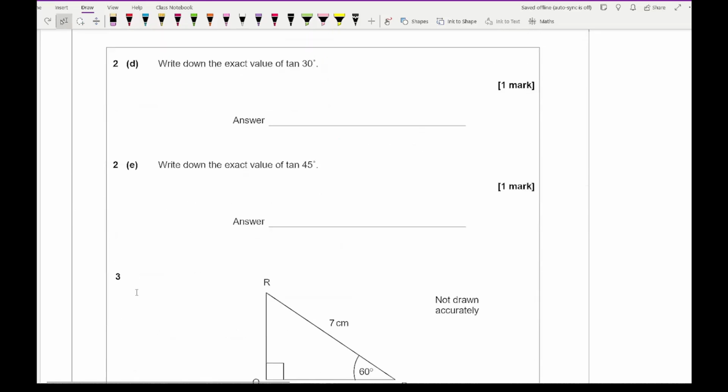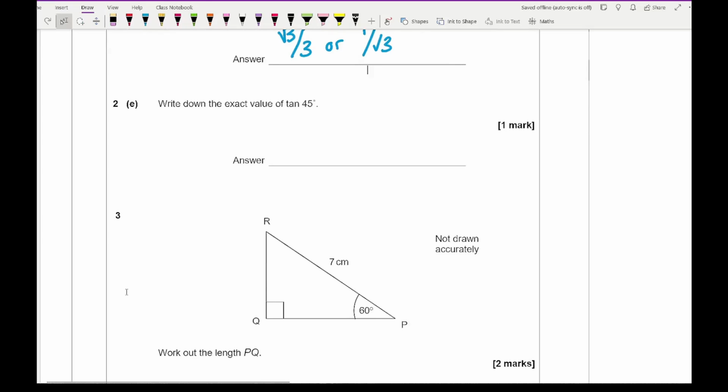Then moving on to 2D, it says write down the exact value of tan 30, and the exact value of tan 30 is √3 over 3, or 1 over √3, depending on whichever floats your boat. And then for 2E, it says write down the exact value of tan 45, and tan 45 is 1.